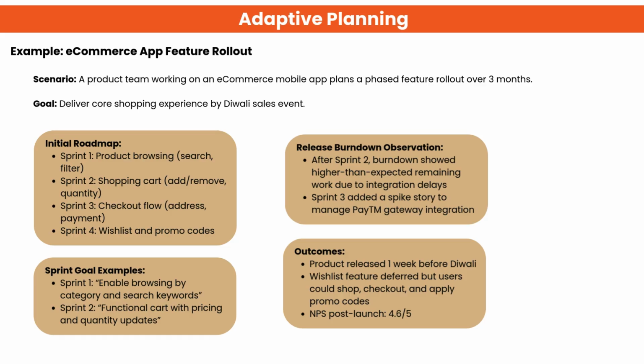During execution, the burndown showed delays after Sprint 2 due to integration issues, leading to an extra spike story in Sprint 3. Final outcome: core features were released 1 week before Diwali. The wishlist was postponed, but the main shopping flow worked successfully. Post-launch user experience was positive with an NPS score of 4.65.